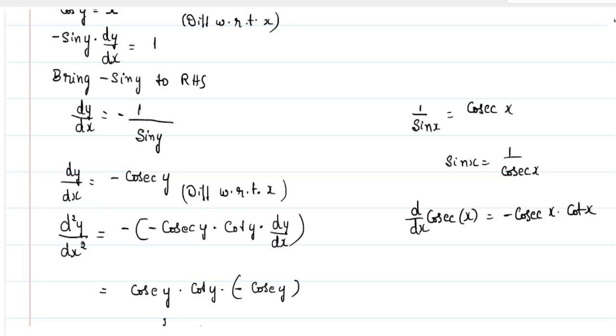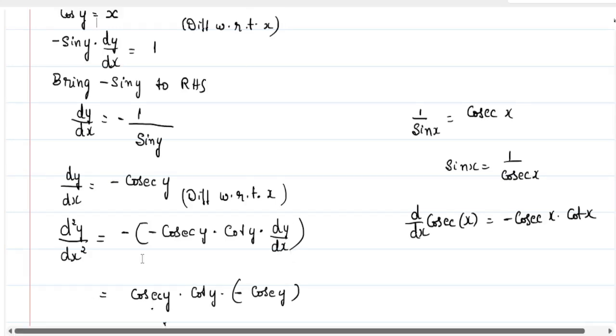So what we get is d square y by dx square is equal to, what is the differentiation of cosecant y? d by dx of cosecant x is minus of cosecant x into cot x. So differentiation of cosecant y is this minus sign, I'll put it outside, and the differentiation is minus cosecant y into cot y. Since y term is here, we write dy by dx. Minus into minus is plus. So what remains is cosecant y into cot y into dy by dx.